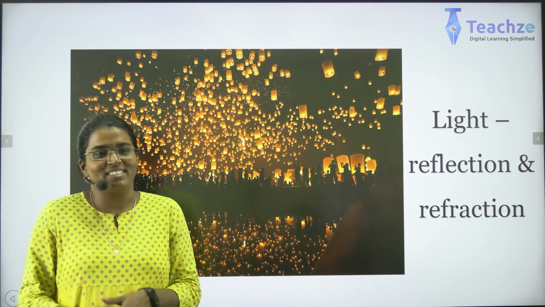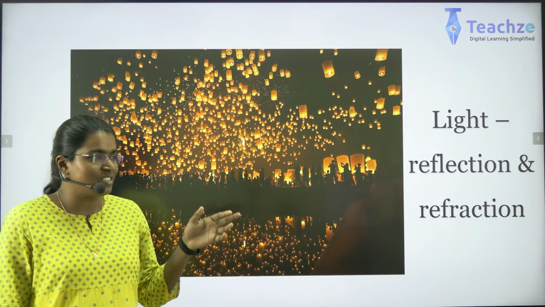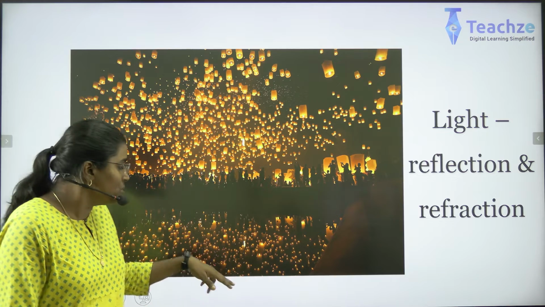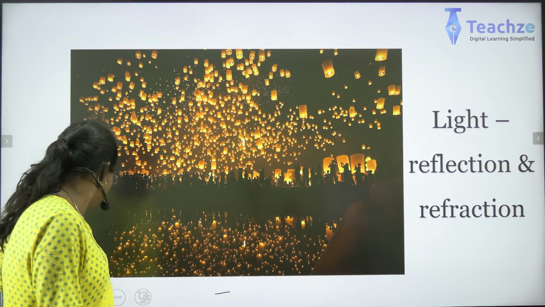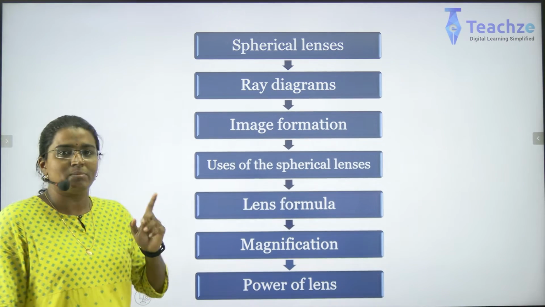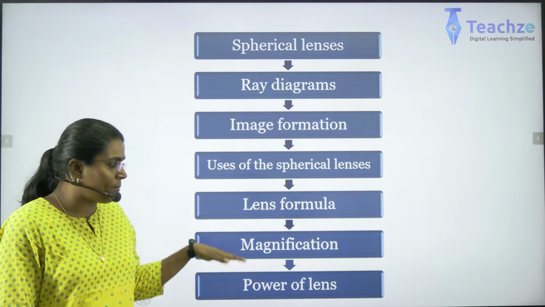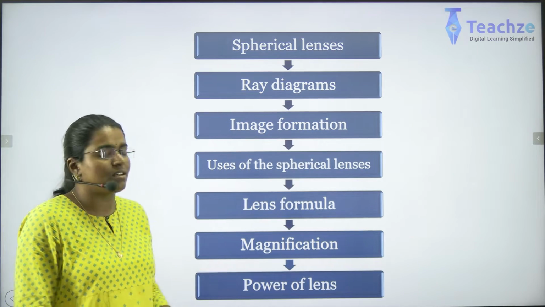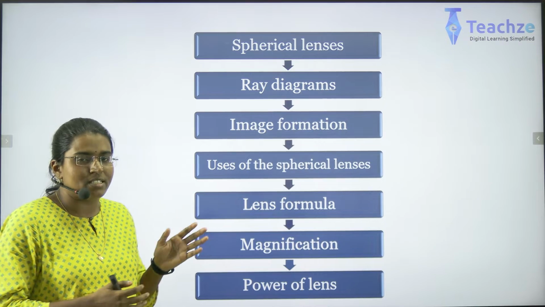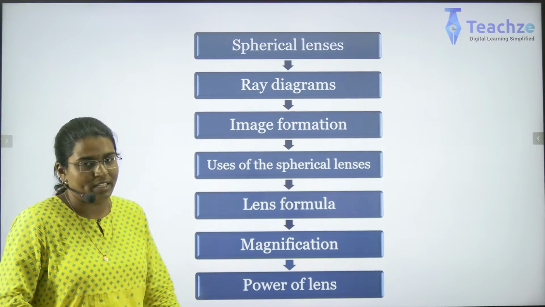With the chapter light reflection and refraction. So we finished reflection, the spherical mirrors, and we were about to finish the refraction. And now we are going to do the spherical lenses. In this we will do the ray diagrams, image formation, uses of spherical lenses, then lens formula, magnification and power of lens. Power of lens is an additional topic to what we just studied in spherical mirrors.